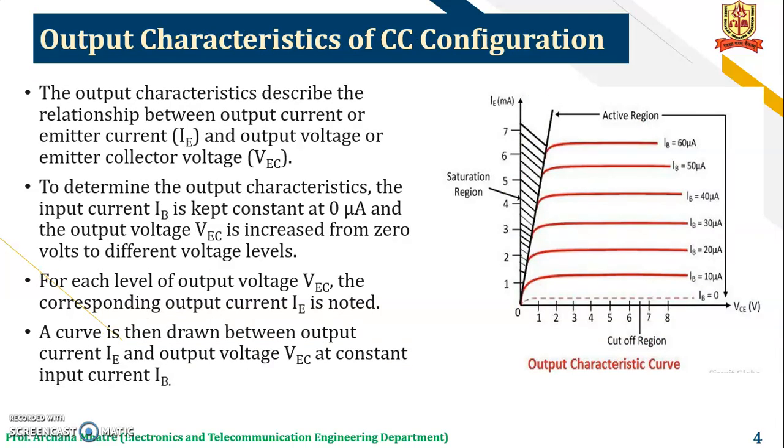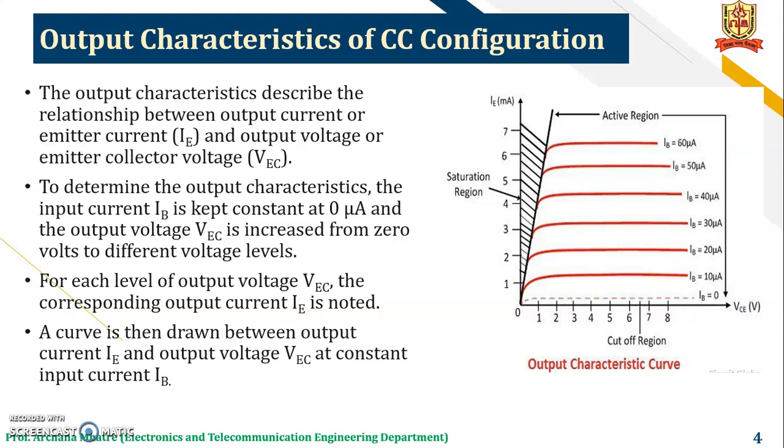Now next, output characteristic of common collector configuration. Now this is the graph which shows the output characteristic for CC configuration. The output characteristic describes the relationship between the output current or emitter current IE and output voltage or emitter collector voltage VEC.